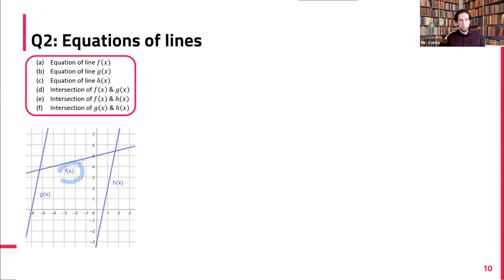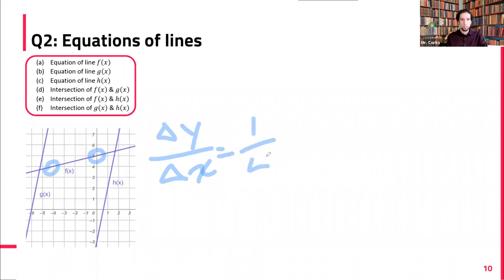So the first one, f of x, here's a point, here's a point. Okay, what's our delta y between those 2 points? It's 1. And what's our delta x between those 2 points? Sorry, let's write this over a little further. 1 over, it's 4. So there's our slope, it's 1/4.